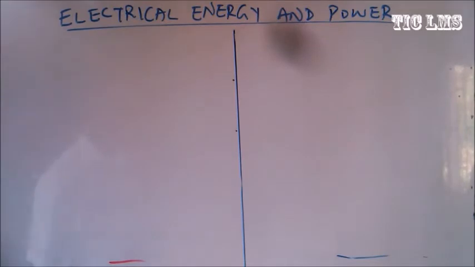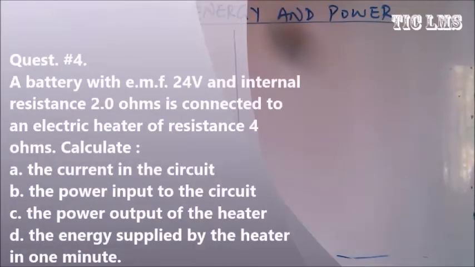Here, the next question says, a battery with EMF 24 volts and internal resistance 2 ohms is connected to an electric heater of resistance 4 ohms. Calculate A, the current in the circuit. B, the power input to the circuit. C, the power output of the heater. And D, the energy supplied by the heater in 1 minute.